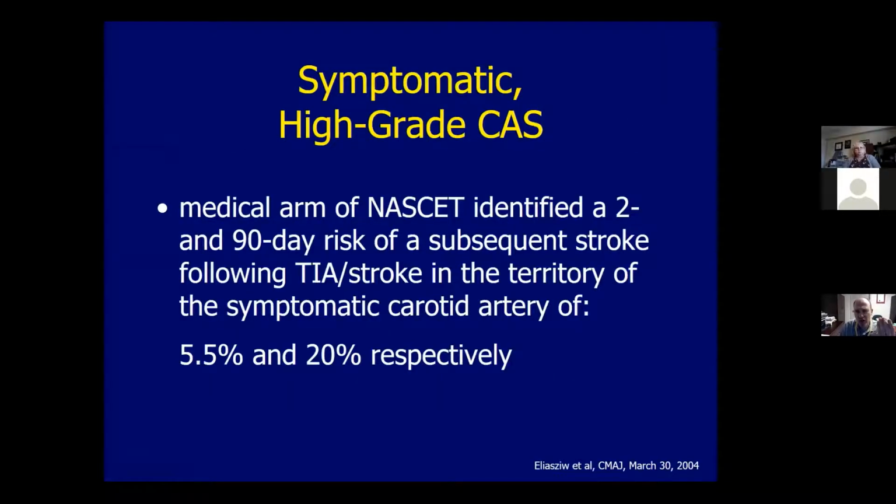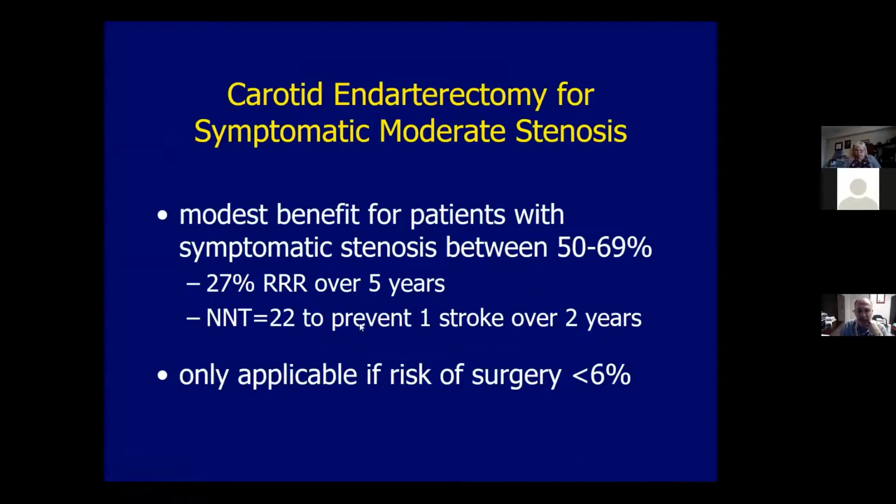And for moderate grade stenosis, it was 22.